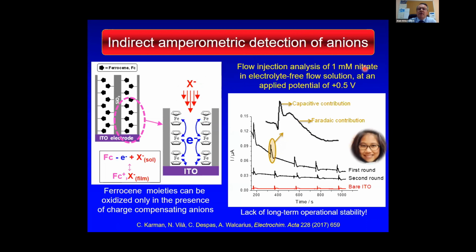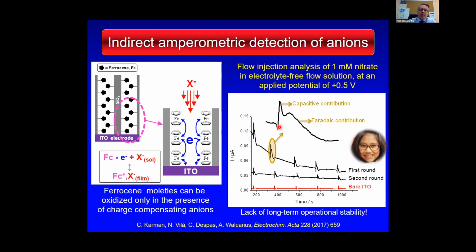concentration of an anion, nitrate for example, you observe first a capacitive contribution to the change in the conductivity of the system, and then a Faradaic contribution, which is due to the oxidation of ferrocene, with charge neutralization by this anion. And this is what you observe with the film electrode. On the bare electrode, of course, you have only the capacitive contribution.